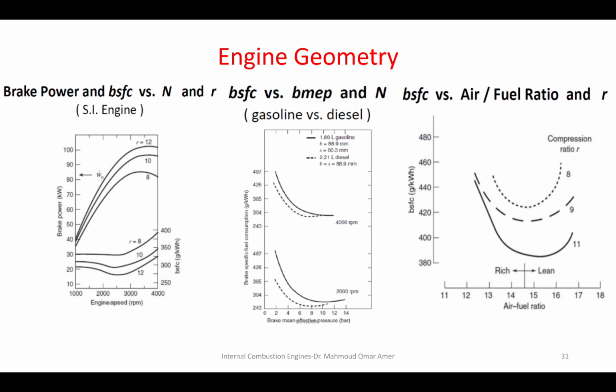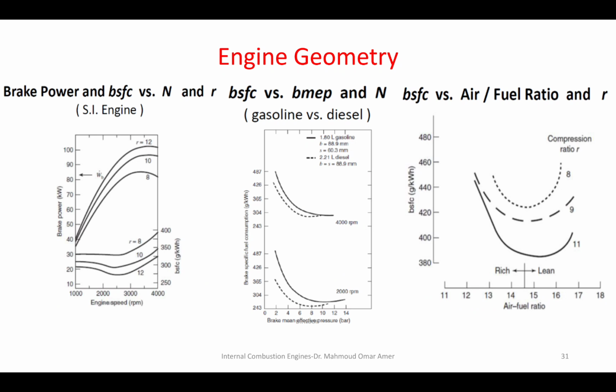What about the brake specific fuel consumption versus the mean effective pressure? Okay. As the mean effective pressure increases, what is the role of mean effective pressure? It is power over V dot D. Okay? So, if the mean effective pressure is higher, it means that the power is what? Is higher. So as mean effective pressure increases, the power increases. So as the power increases, the specific fuel consumption what? Decreases as well. Okay?